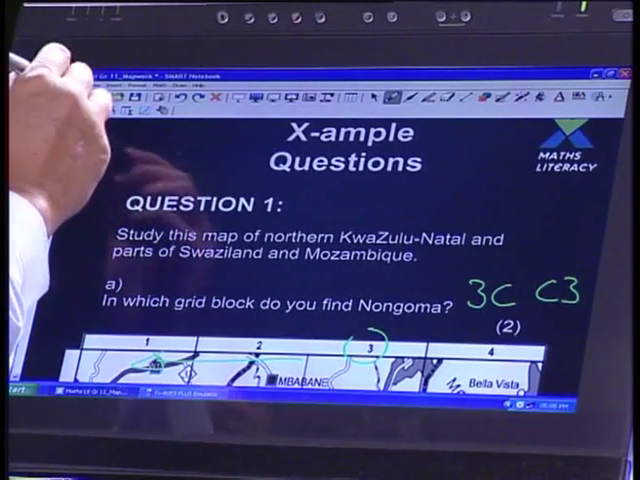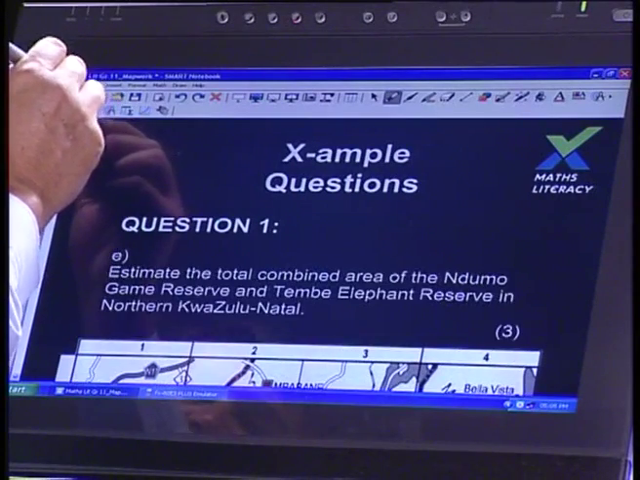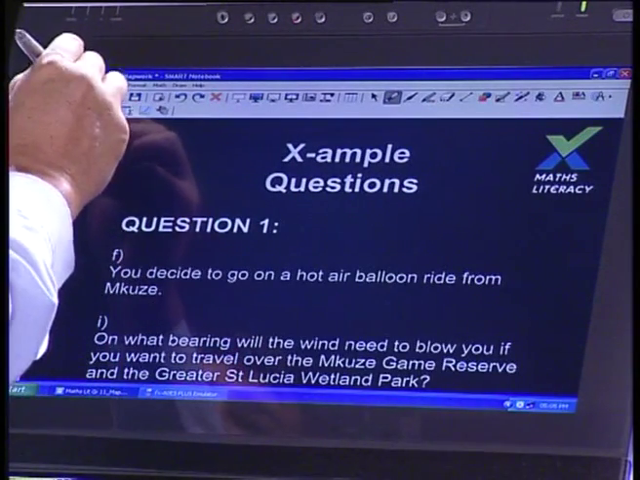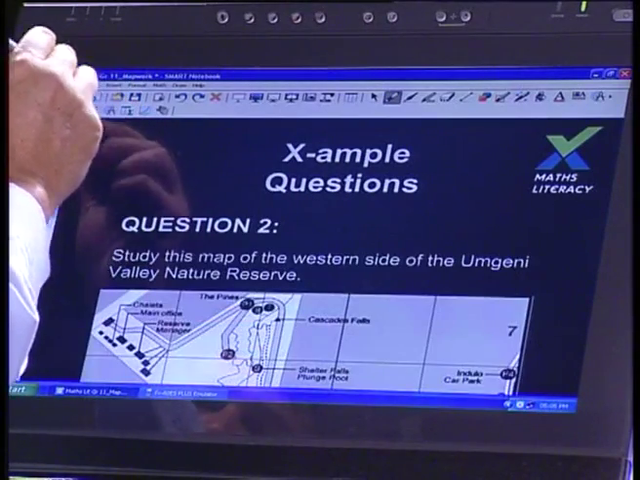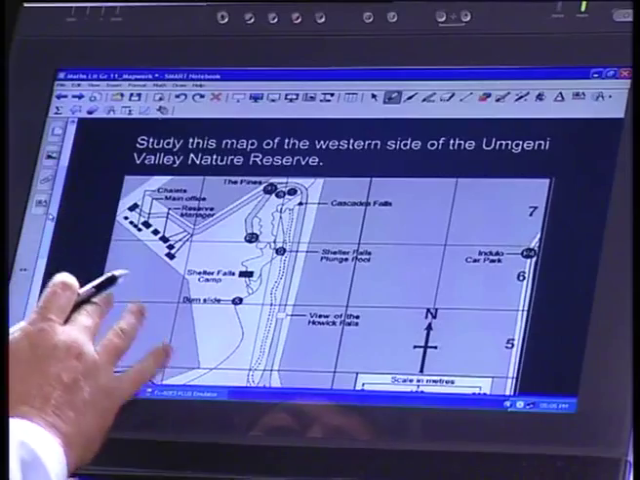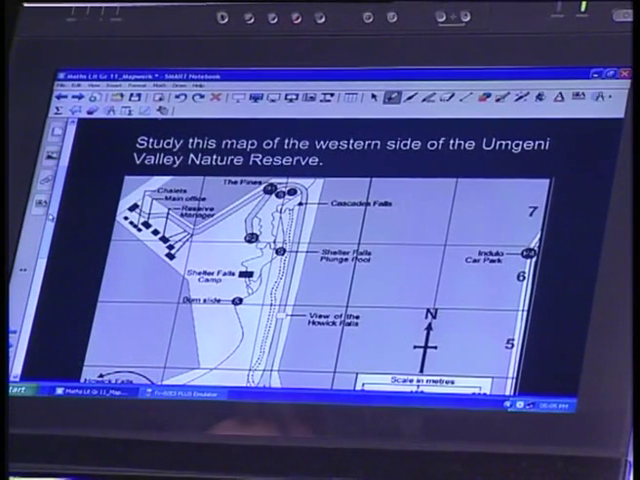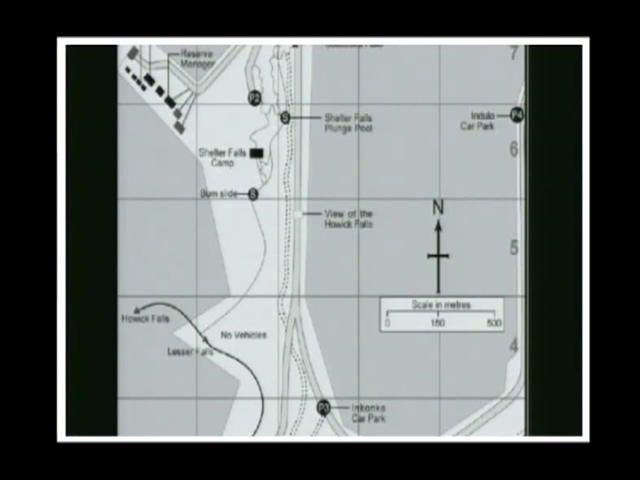Now, folks, what I'm going to do is we're going to go on to another question with a different type of map. So we're just going to fly along here quickly, and let's have a look at this question. So I've now got a map of Umgeni Valley Nature Reserve. So here is a map of a nature reserve, and we're going to answer a few questions from that. The first question we're going to answer is one on direction.